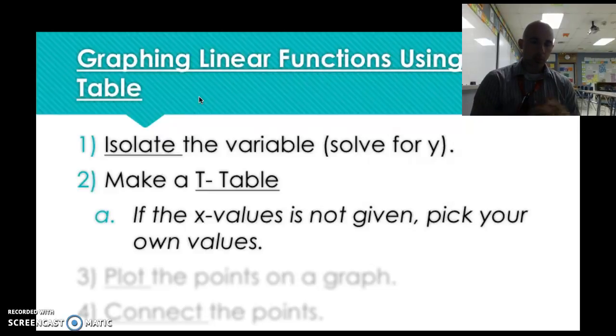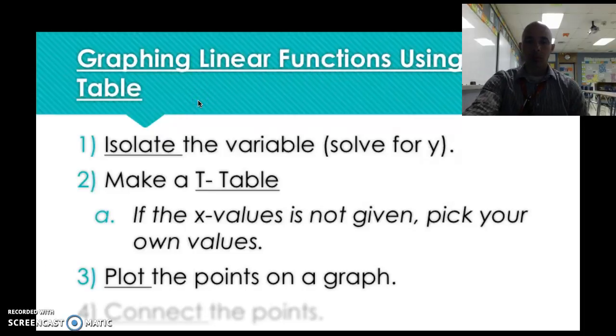Again, most of the problems on this benchmark, I'll give you the x and y table. However, there are several of the problems on the backside where you have to pick those values. Again, pick the easiest values. Don't pick -15 or 20. Pick something manageable, something easy to graph. All right, so number 3, let's plot those points on a graph. After you plot them, make sure you connect the points.